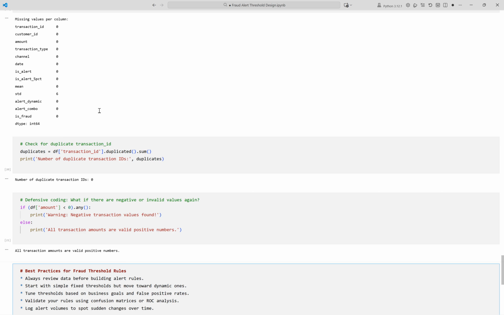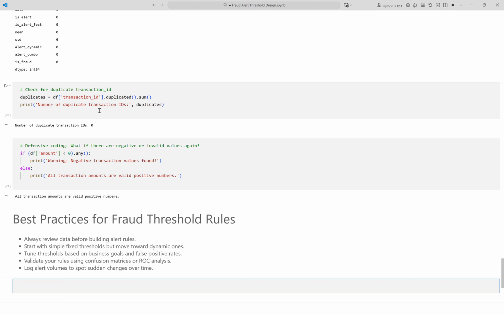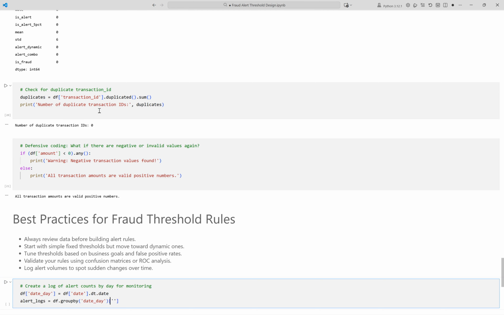Running the cell now. We extract the date part of the timestamp for log aggregation. We group and sum how many fixed alerts occurred each day. We print the daily alert log for the last few days.